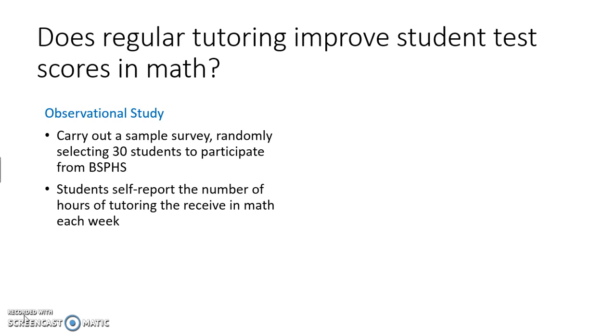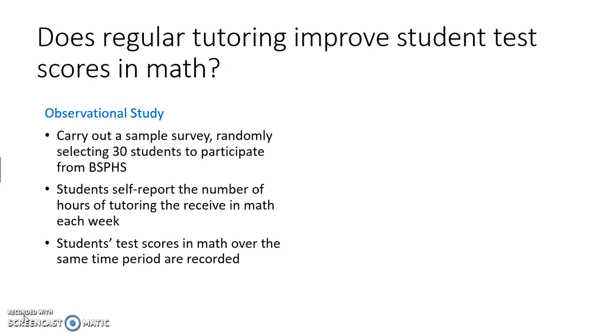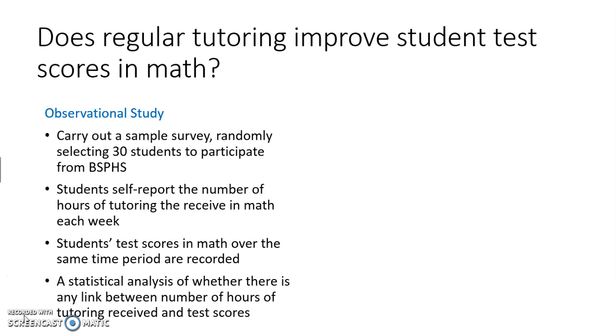Students would self-report the number of hours of tutoring that they receive in math each week. Students' test scores in math over the same time period would also be recorded. At the end of the study, we'd perform statistical analysis of whether there is any link between the number of hours of tutoring received and test scores. Notice that in this observational study, we as researchers are not imposing any treatment on the students. So let's see how we could approach the same research question now with an experiment.